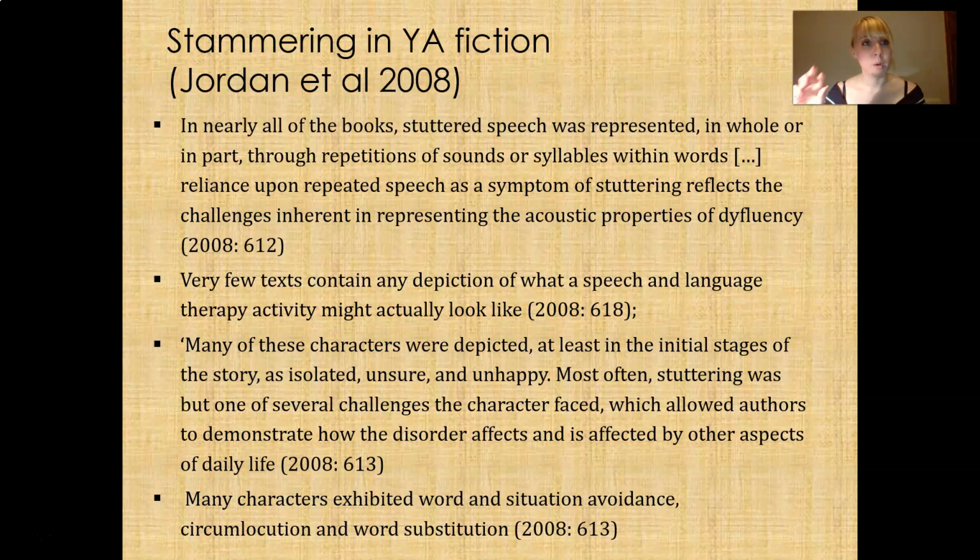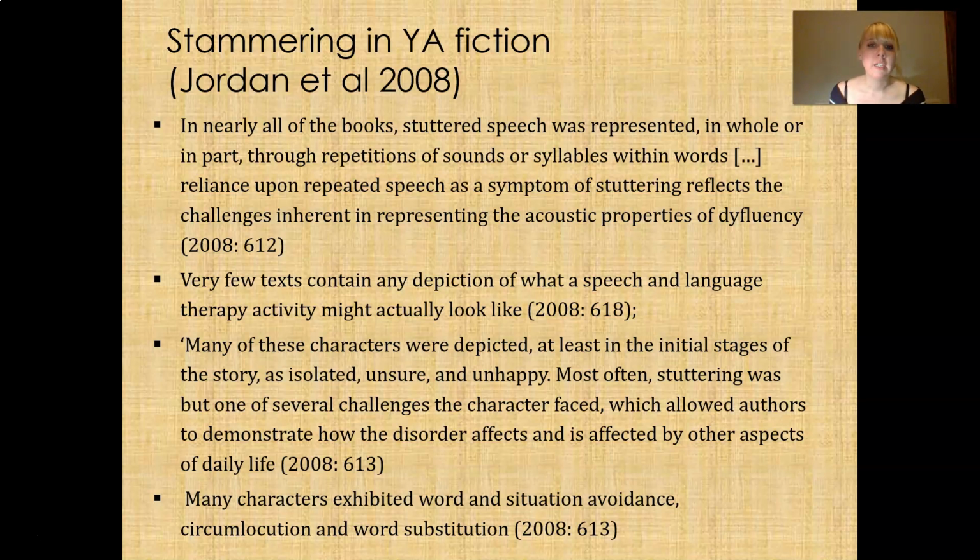And Jordan et al. kind of problematise this and ask whether this is an appropriate thing to be giving to young people, especially young people with stammers who may be reading this kind of fiction, if we're not presenting medical interventions as things that are necessarily helpful, because they tend to be omitted from those narratives. This next quotation I think is very interesting.